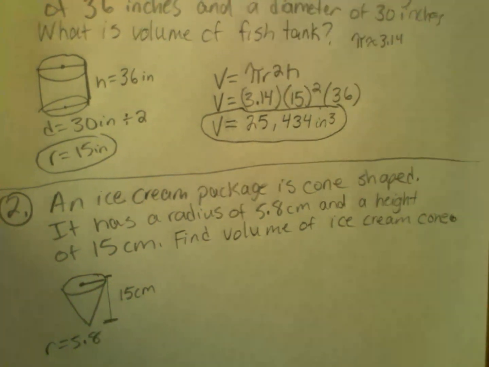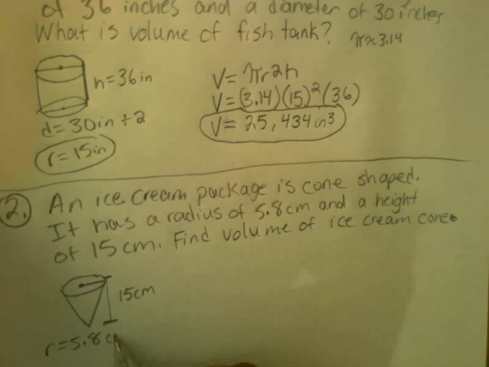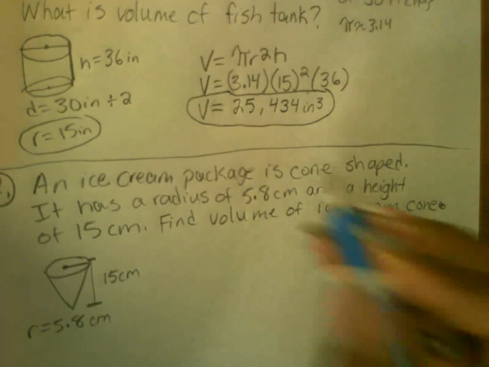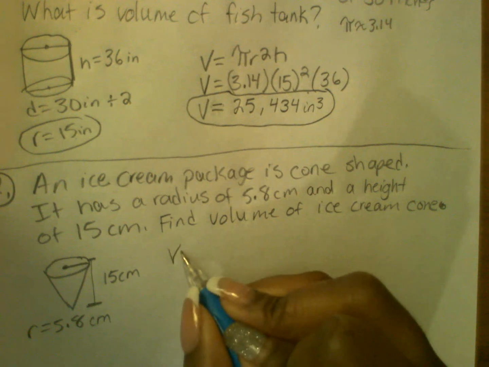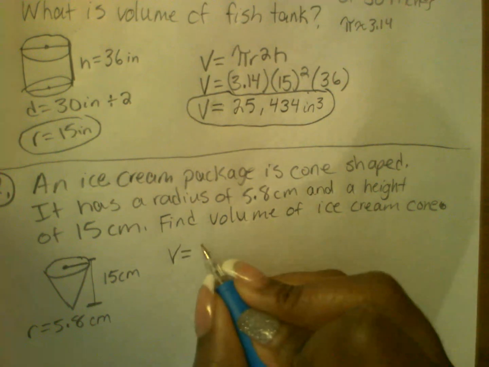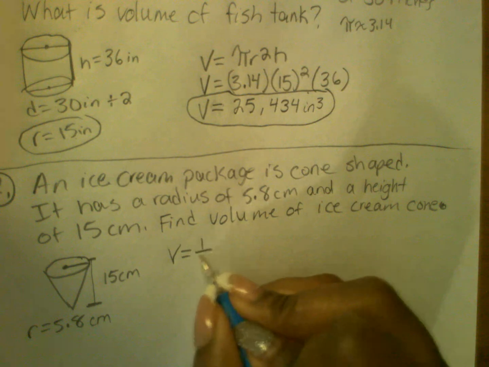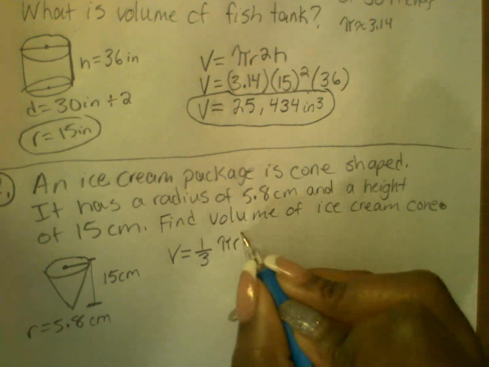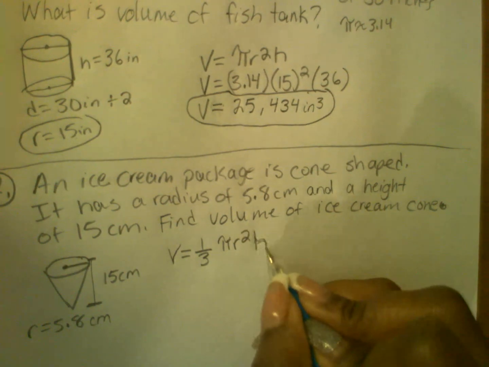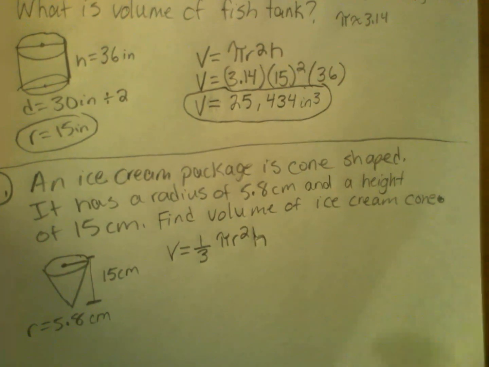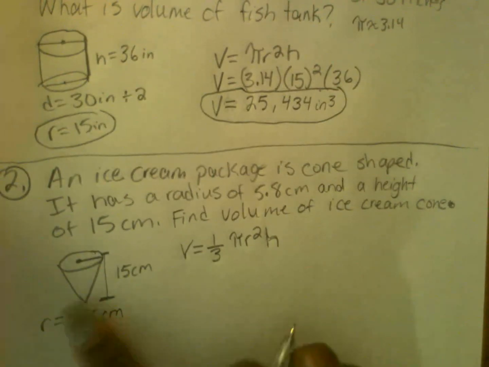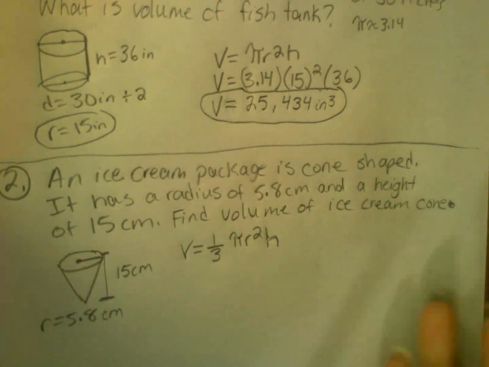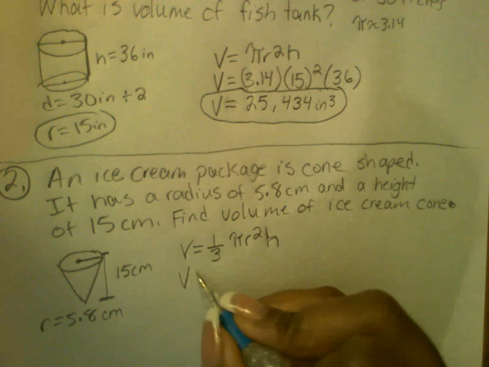So the formula for volume of a cone is V is equal to 1/3 pi r to the second power times the height, okay, times the height. Remember that 3 cones will fill up a cylinder. A cone is 3 times smaller than a cylinder. So we have 1/3.